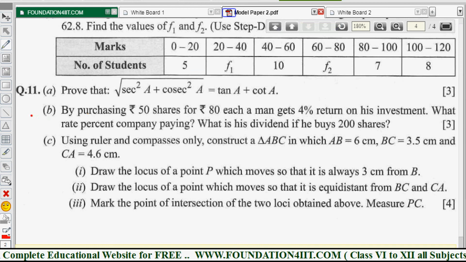Next one. So this is from shares and dividend question. So if you observe the question here, by purchasing rupees 50 shares for rupees 80, that means 50 is the nominal value and 80 is the market value each. So each nominal value is 50, each market value is 80. A man gets 4% return on his investment. So 4% profit he got on his investment. So what is the rate percent company is paying, and what is his dividend if he buys 200 shares? So we will find this both.